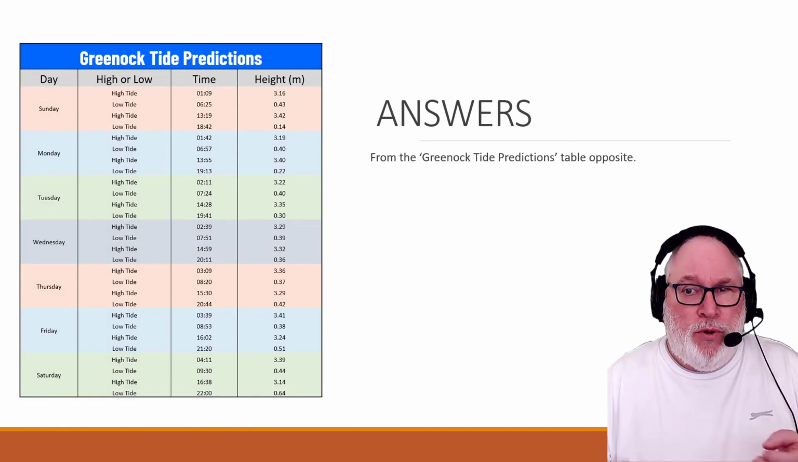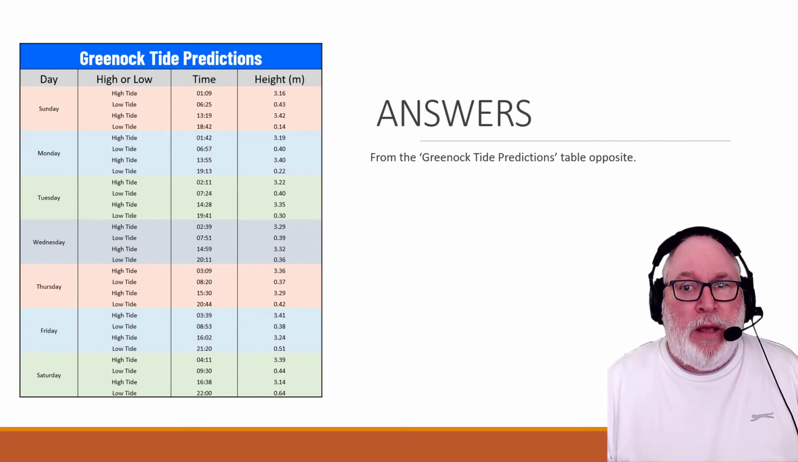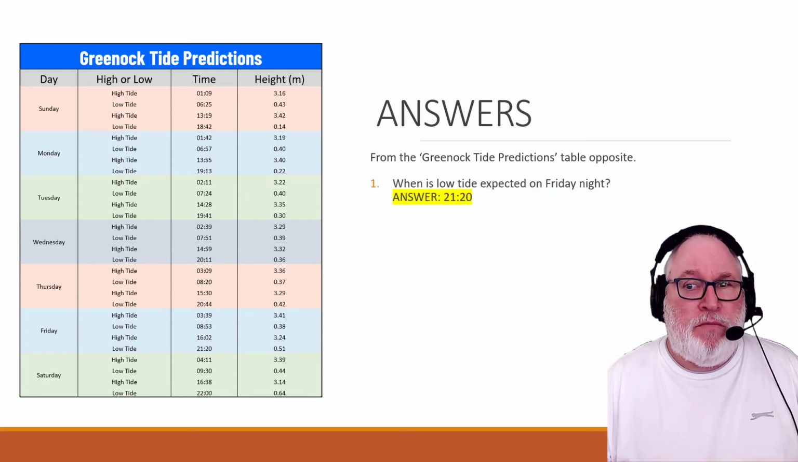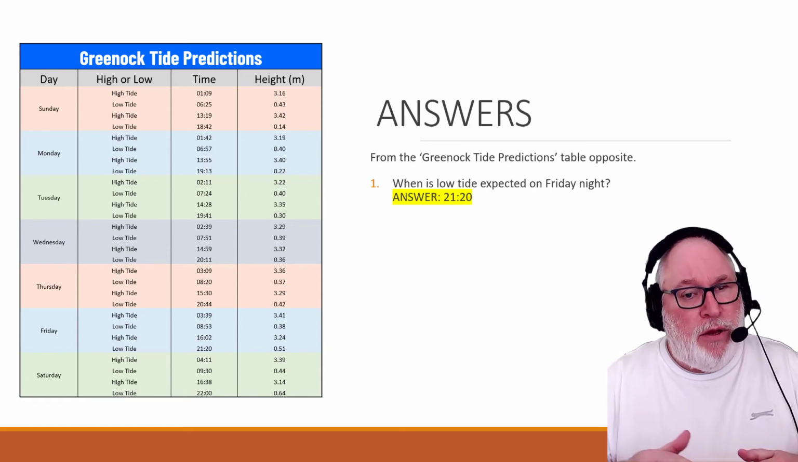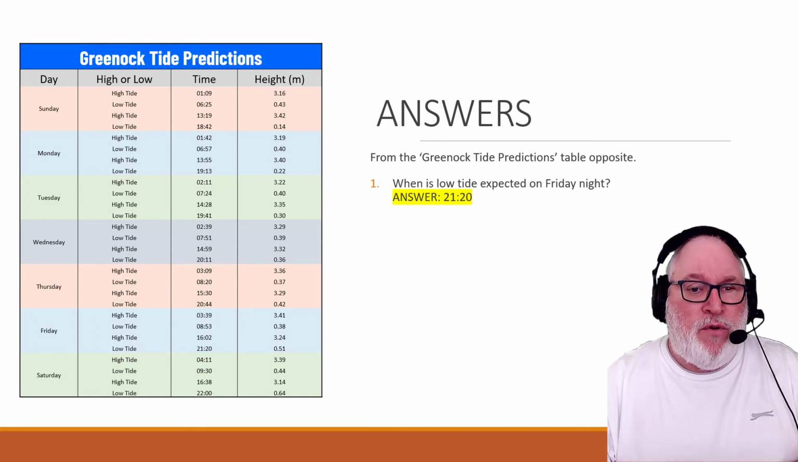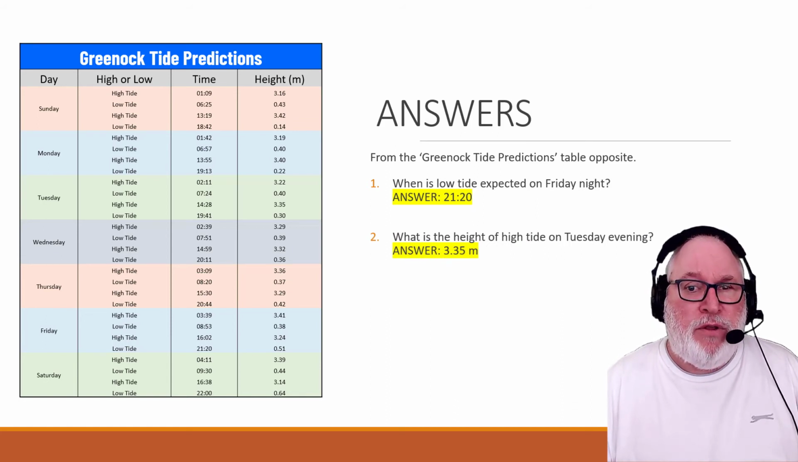So we use the Greenwich Tide prediction table that's just opposite me there, and the first question, there's the answer. So low tide expecting a Friday night. Friday night, you look up the low tide, you look to see the times there, you know it's 24-hour clock, so 21:20 is a low tide for the Friday. The height of the high tide on the Tuesday is 3.35 metres.